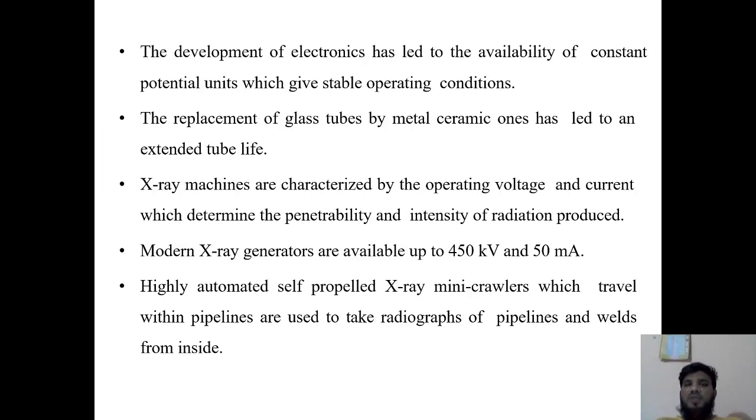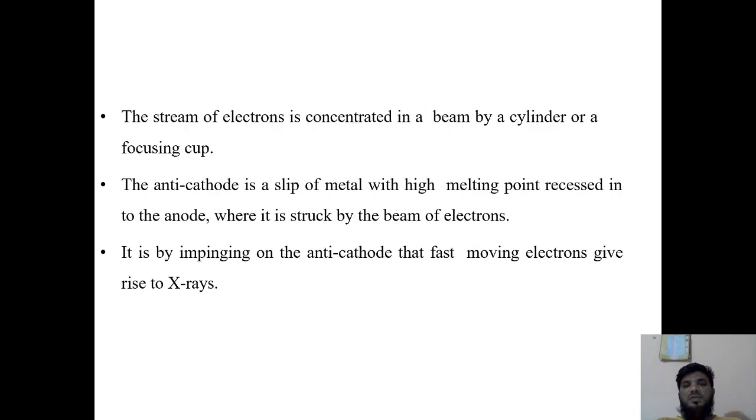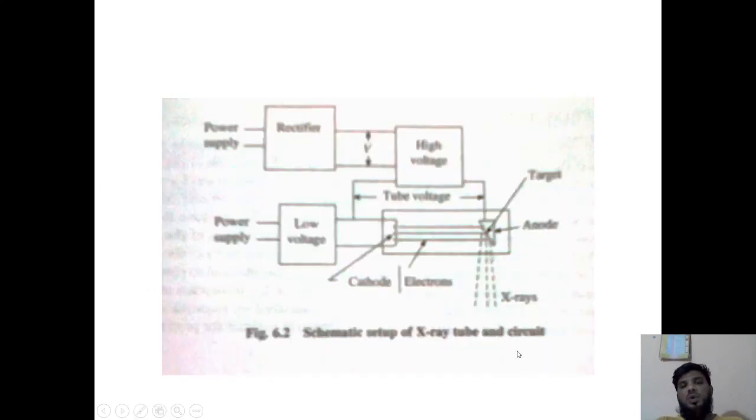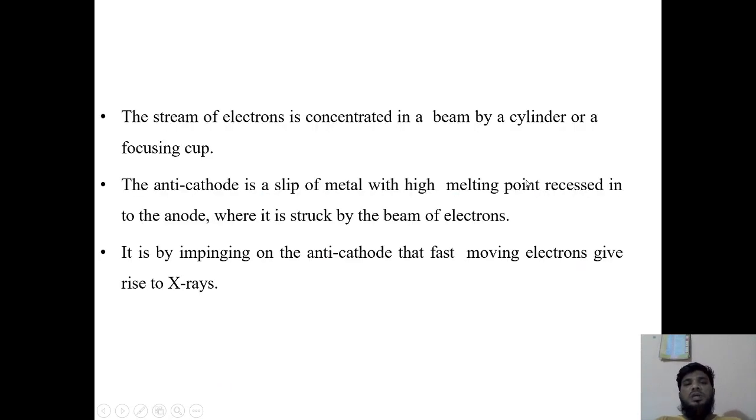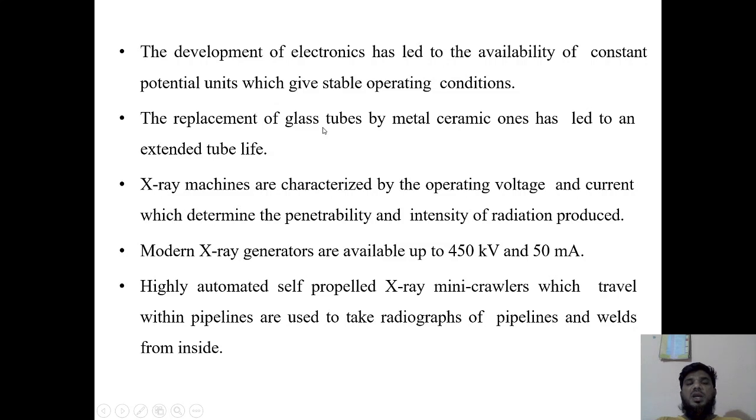The development of electronics has led to the availability of constant potential units, which give a stable operating condition. The replacement of glass tube by metal ceramic has led to an extended tube life. Previously, in school days, you might have studied that this whole exposure is enclosed in a vacuum glass tube. That's what they are saying. Now presently they are not using glass tube, whereas we are using metal ceramics.